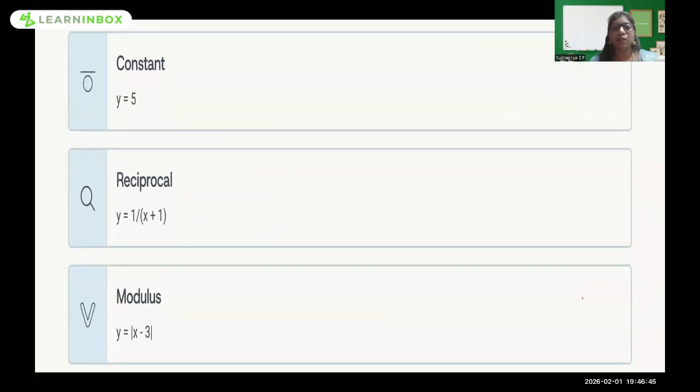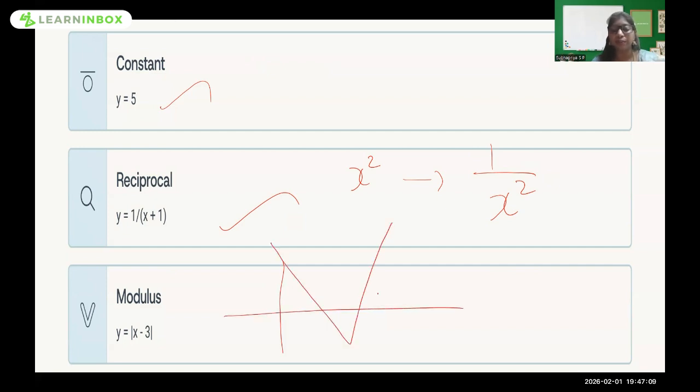So constant, we already saw, for any function, we have to get only one constant value. For reciprocal, it is just the reciprocal of the function. So if it is x square, then the reciprocal of the function is 1 by x square. So modulus is what we just saw. So y is equal to modulus of x minus 3. The function will be like this, and this value will be your 3.